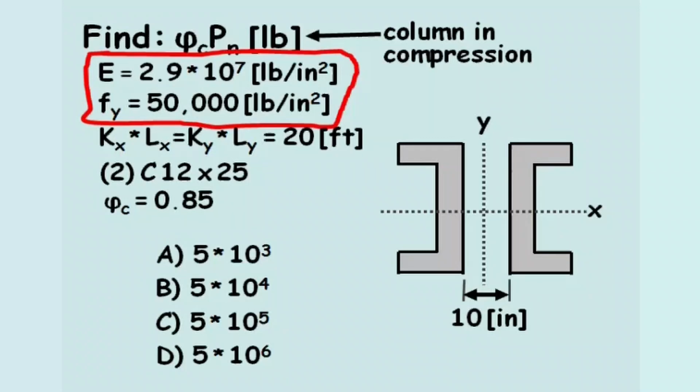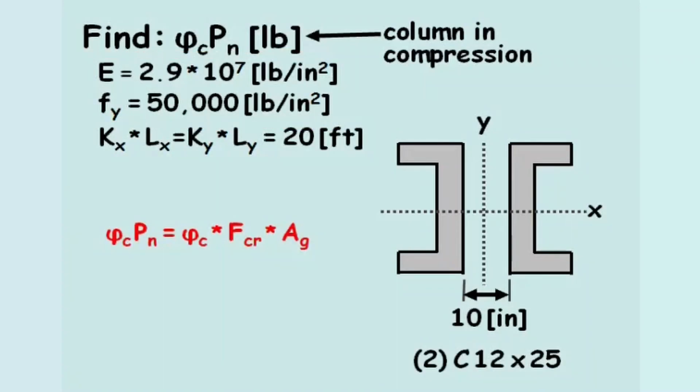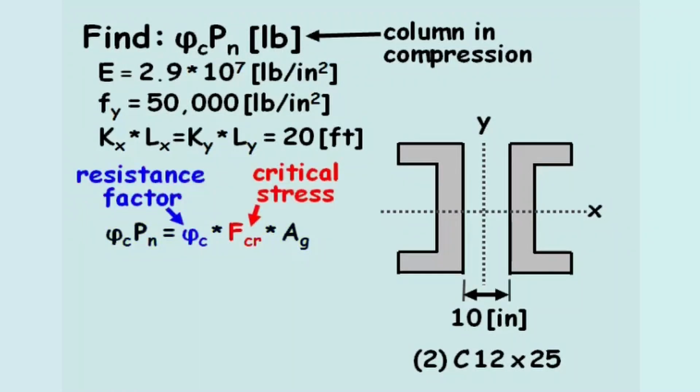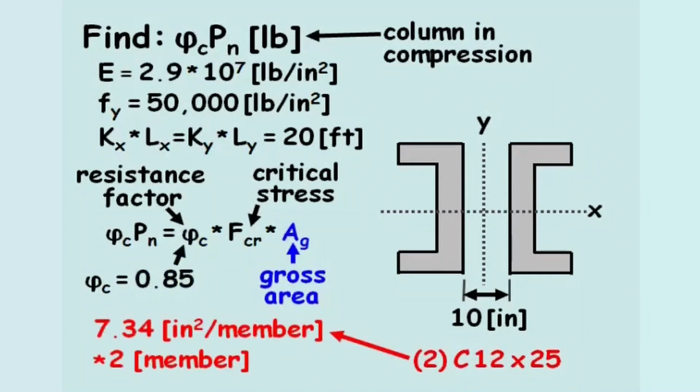The design strength of a column equals φc times Fcr times Ag, where φc equals the resistance factor for a column, Fcr is the critical stress, and Ag represents the gross area of the column. From the problem statement, we know φc equals 0.85. The gross area can be determined by looking up the area of a C12 by 25 channel member and multiplying that area by 2 members, which equals 14.68 inches squared.